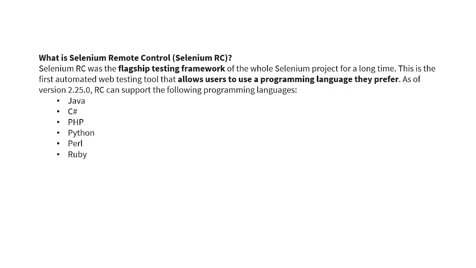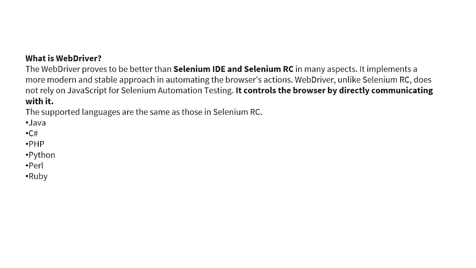The next version of Selenium was Selenium RC. Selenium RC was the flagship testing framework of the whole Selenium project for a long time. This is the first automated web testing tool that allowed users to use the programming language they prefer. As of version 2.25.0, RC can support the following programming languages: Java, C Sharp, PHP, Python, Perl, Ruby, etc.